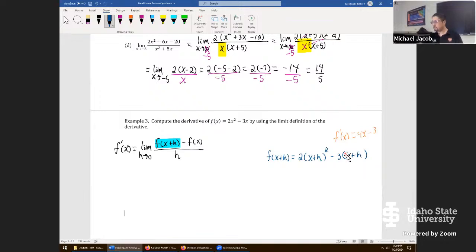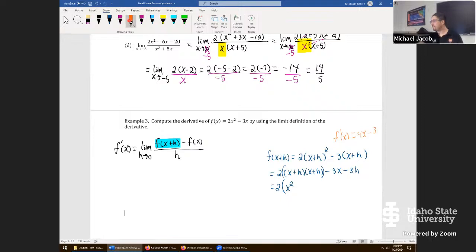And finally, from here, it's just all algebra. This will be 2 times x plus h times x plus h, just to set us up on that one, minus 3x minus 3h. On the next step, I would probably think in these terms. I want to associate the x plus h times x plus h, and then just distribute 2 into that result. So first it'll be x times x for an x squared.